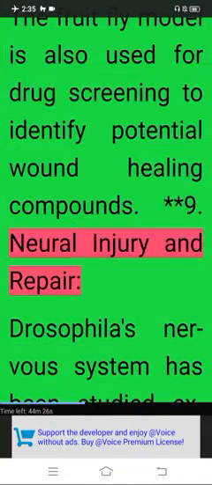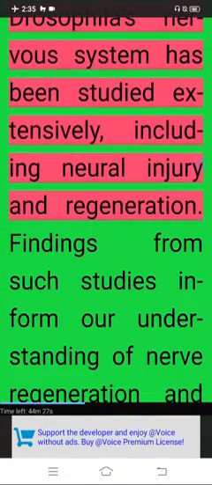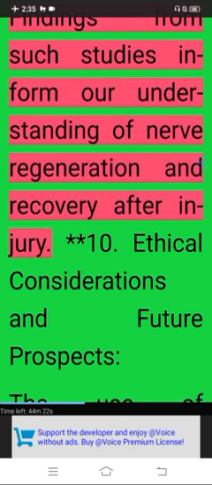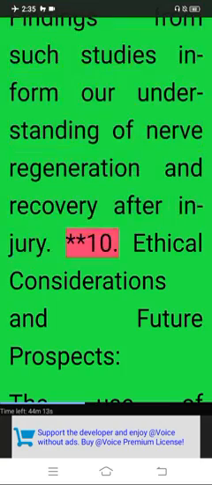9. Neural injury and repair. Drosophila's nervous system has been studied extensively, including neural injury and regeneration. Findings from such studies inform our understanding of nerve regeneration and recovery after injury. 10. Ethical considerations and future prospects.